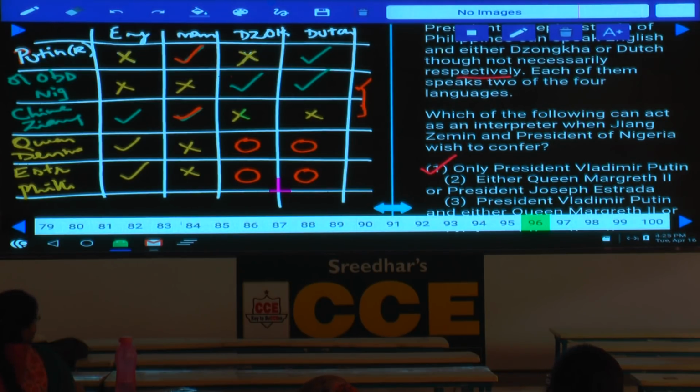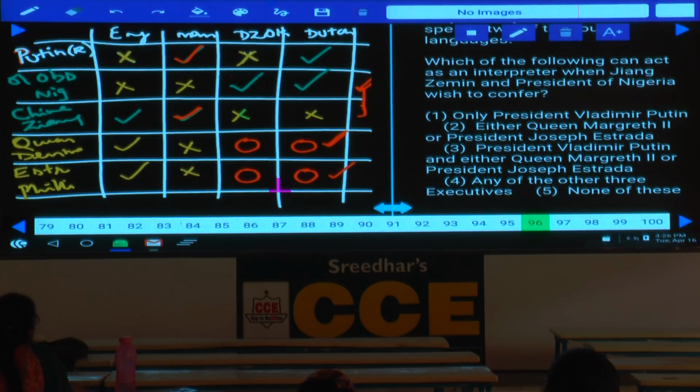Then second one, either Queen Margaret or President Joseph. And either Queen Margaret can be your option or not. If you observe here, this Queen Margaret is good at English, hence this Chinese president and this queen can speak in the same language, isn't it? Then afterwards, this queen can interact with Obasanjo in one of the languages, isn't it? That means either this person speaks Dutch or this person can speak Dutch. Hence either this person or the second person can act as an interpreter. Hence choice 2 is also your answer.